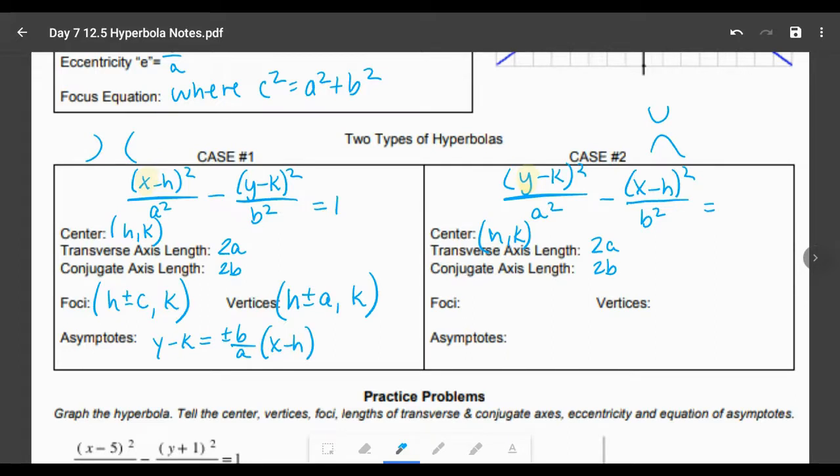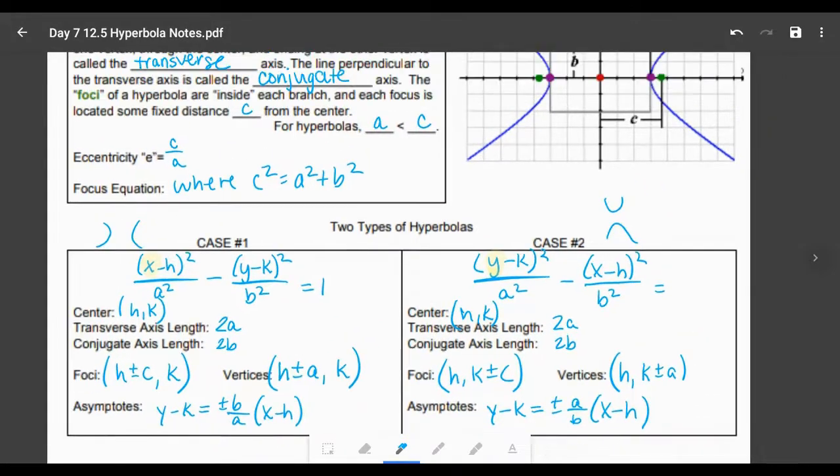For the other case, the focal points are along the y-axis, so it changes the y-coordinate by adding or subtracting c to the original center point. And for the vertices, we add or subtract a from the original center. All right, the asymptotes are essentially diagonal lines that connect the box that goes around the center of the hyperbola. And these two equations are very similar.